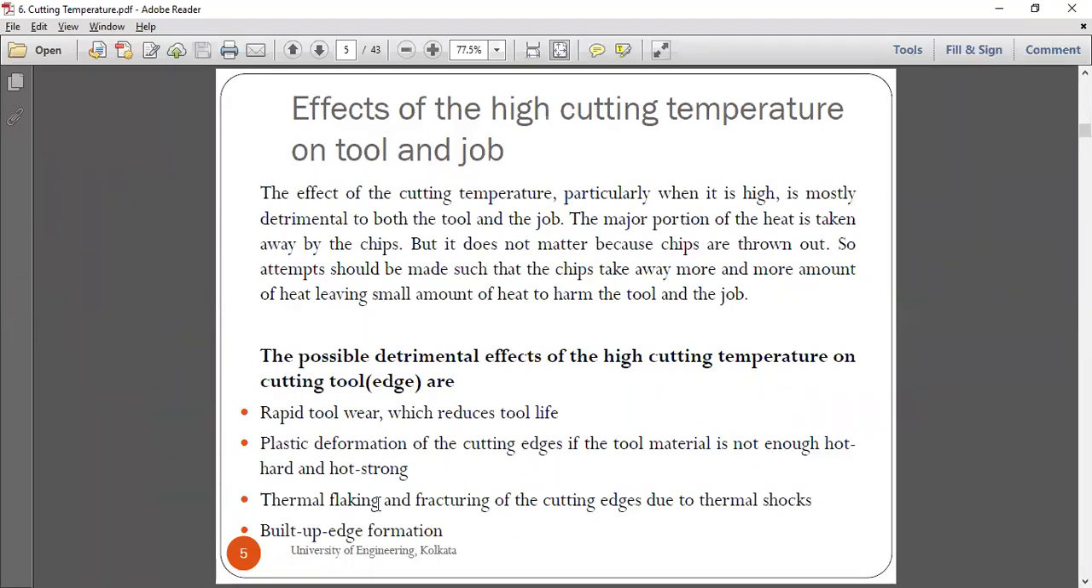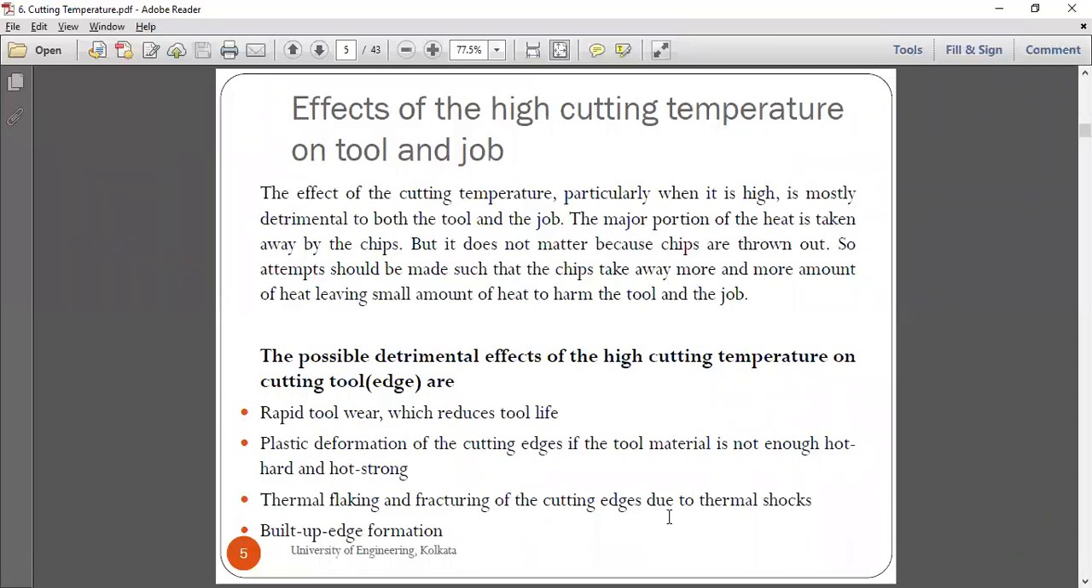Thermal shocks, as in sudden rise and fall in temperature, may lead to thermal flaking, that is, in the form of flakes. If you see some old walls, the paints are removed from the old walls in the form of flakes. That happens in the case of the cutting edges of the tool if they are encountered by thermal shocks. And again, built up edge formation may take place in case there is higher heat.